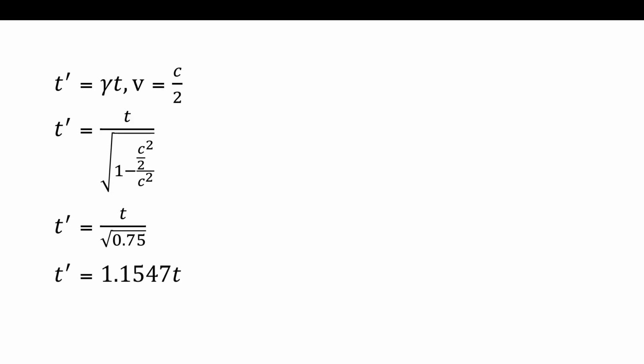Here we have our formula, t prime equals gamma t, and we're saying that the velocity of the spaceship is half the speed of light, c over 2. Plugging that in, we get t prime equals t over the square root of 1 minus (c over 2) squared over c squared, where c over 2 is the velocity. You can plug this into your calculator, but evaluating this expression, we get t prime equals t over the square root of 0.75. Evaluating once again, we get t prime equals 1.1547t, and then we can plug in any value we want for t to find t prime.